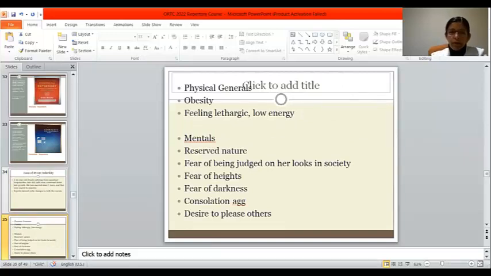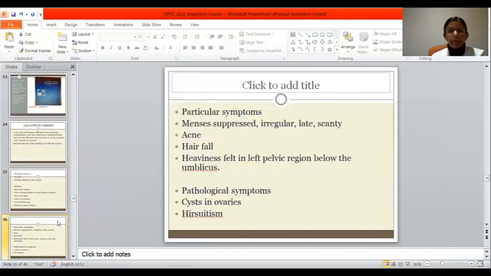The physical generals were obesity, feeling lethargic, low energy. So mentals, she was reserved. Particular symptoms: menses suppressed, irregular, late and scanty. She had acne, hair fall, heaviness, which was felt in the pelvic region below the umbilicus. And pathological symptoms were cysts in ovary and hirsutism.